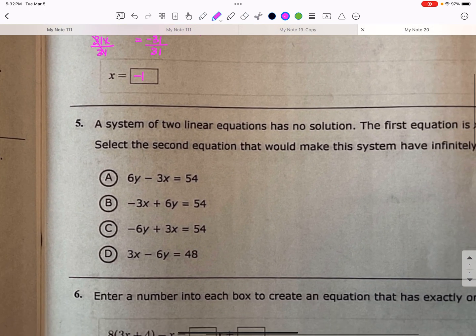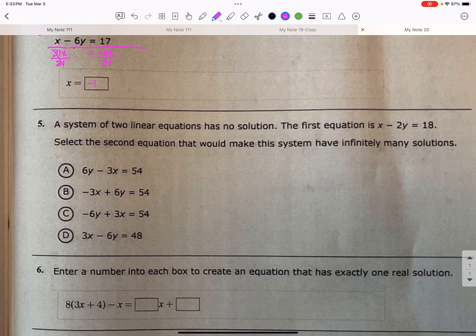Okay, let's see. Number 5. A system of 2 linear equations has no solution. The first equation is x minus 2y equals negative 18. Select the second equation that would have infinitely many solutions.